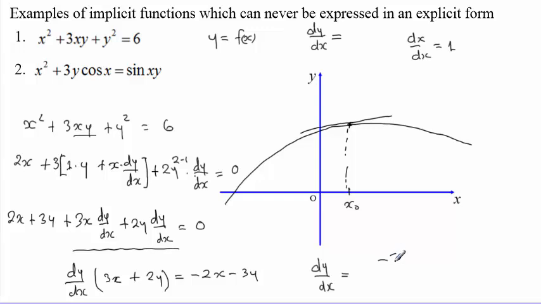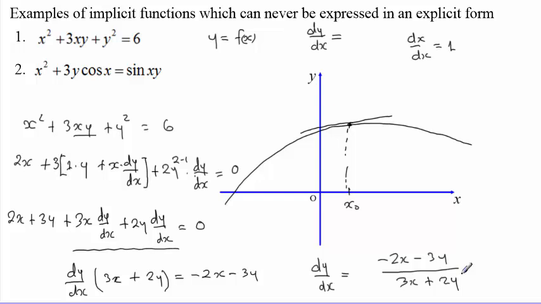Then finally, we've got dy/dx given as minus 2x minus 3y over 3x plus 2y. So that will be the expression of the derivative of this function, which we don't know how exactly is defined explicitly.